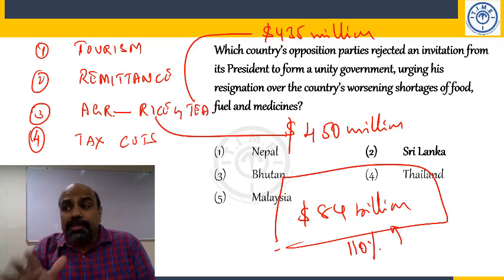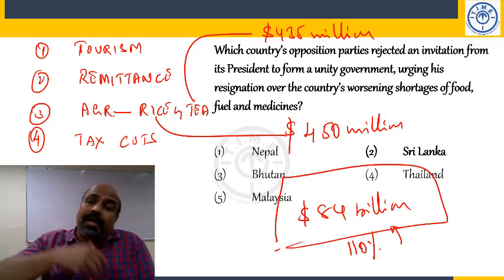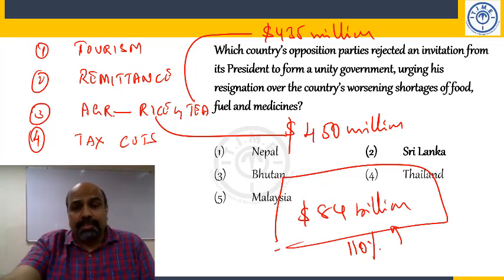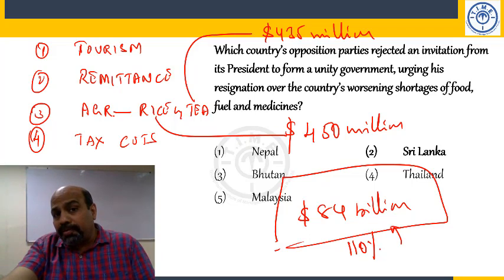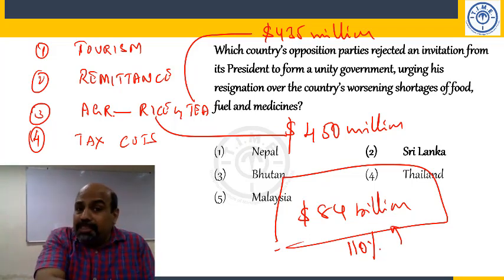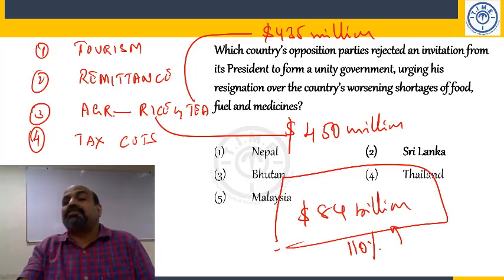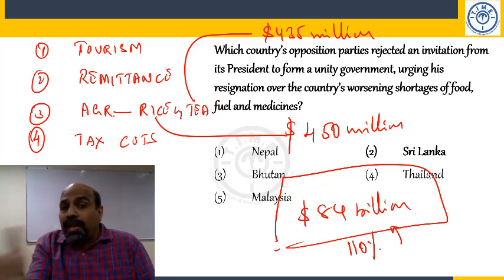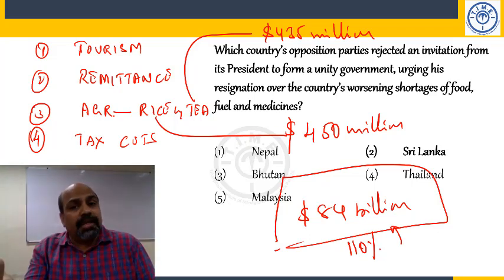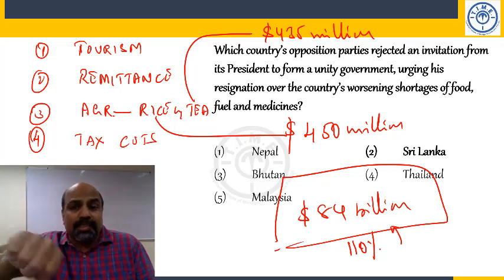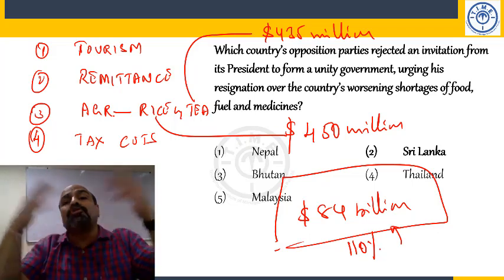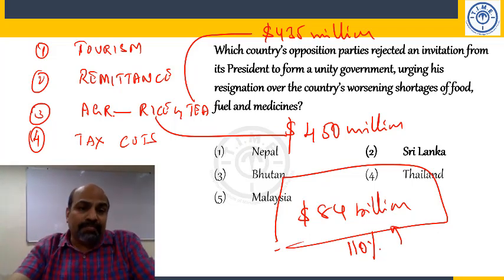They printed currency, and when the currency was printed, the government spent money. Money came into the hands of people. When money came into the hands of people, what happened? People had purchasing power. But while people had purchasing power, there was an excess supply of money in the market. There were no goods to buy with that money. So what happened? Prices went up. Again, when prices went up, the purchasing value of money went down. So Sri Lanka is facing problems of its own making, the government's own making.